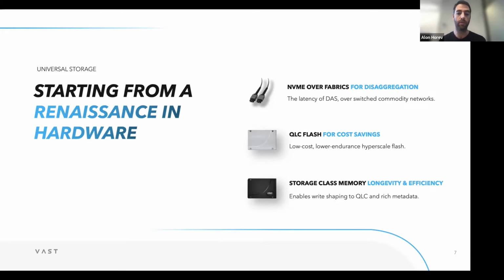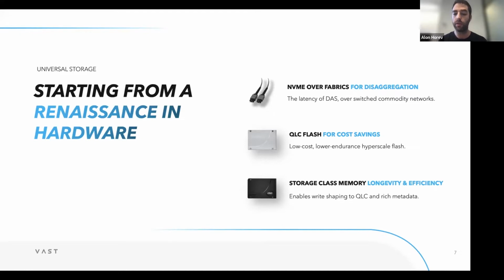We support a relatively low cost flash, QLC flash. The trade-off with flash drives is that the denser the flash drive is, and we use 15 terabyte or 30 terabyte drives, the lower its endurance. It can accept fewer writes. And if you architect for that, you can actually work around it and increase the lifespan of these drives.